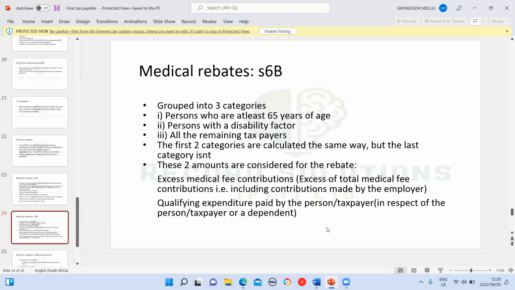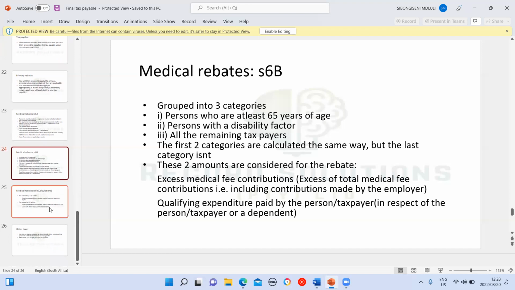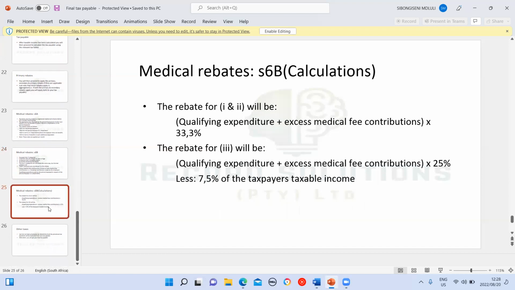So when it comes to the qualifying expenditure paid by the taxpayer, it can be in respect of that taxpayer, or a dependent of that taxpayer. So you should be very familiar with what a dependent is and who a dependent is. And I hope I explained it well to you. So moving on. Now we're at the medical rebates, the section 6B calculations. Now the rebate for I and II will be qualifying expenditure plus excess medical fee contributions times 33.3%. You see, this is more beneficial, but let me just continue.